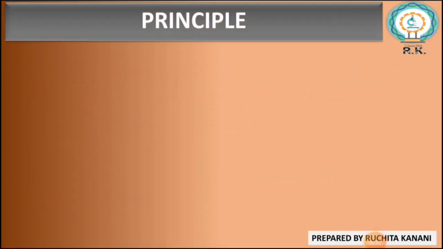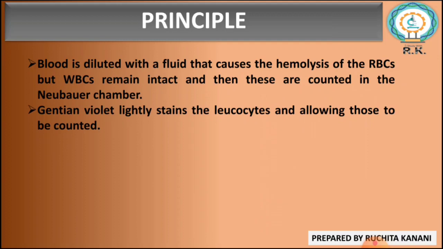Then, principle of total WBC count. The basic principle is that the blood is diluted with acid solution which removes the red cells by hemolysis and also accentuates the nuclei of the white cells. Thus, the counting of white cells becomes easy.